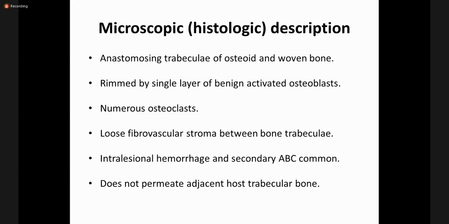On microscopy, there are anastomosing trabeculae of the osteoid and woven bone, and there are activated osteoblasts and osteoclasts. In between the bone trabeculae, there is loose fibrovascular stroma. There may be hemorrhages. There may be secondary aneurysmal bone cyst formation, and it is not infiltrative because of the benign nature. It does not permeate the adjacent host trabecular bone.